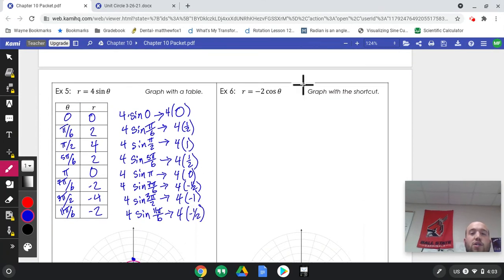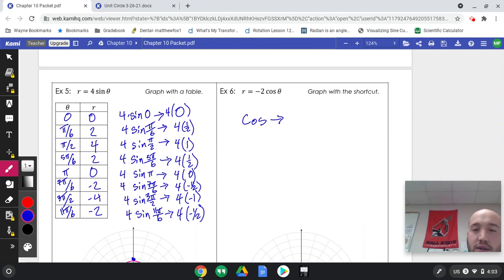So first thing we want to notice here on this one, it's cosine. Okay, if it's cosine, then that tells us that we know it's going to be on the x-axis. It's symmetric over the x-axis. Okay, next, it is negative. We know negative on the x-axis means go to the left. So from the origin, it'll go to the left.